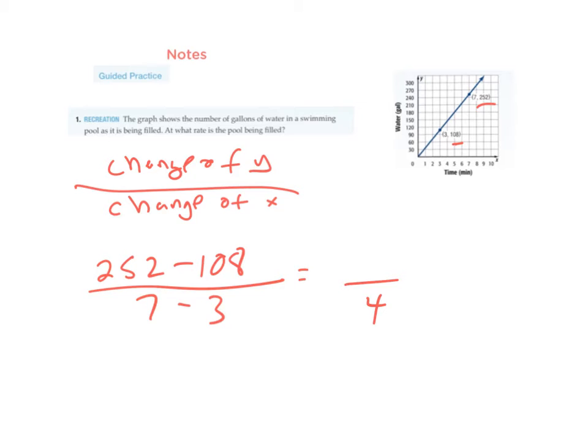So let's take our calculator. 252 minus 108 gives us 144. And then if I divide those two numbers, I get 36 equals 36. So basically the water is filling at 36 gallons per minute.